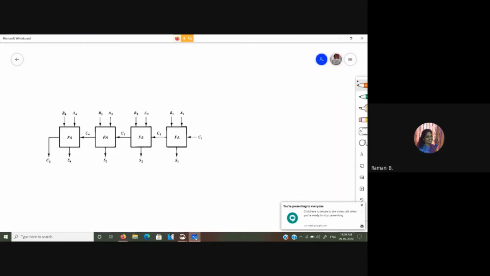Good morning, guys. So today we shall see the 4-bit binary adder. So we have already seen the half adder, full adder, half subtractor and full subtractor. Those consider only 2 inputs or 3 inputs.